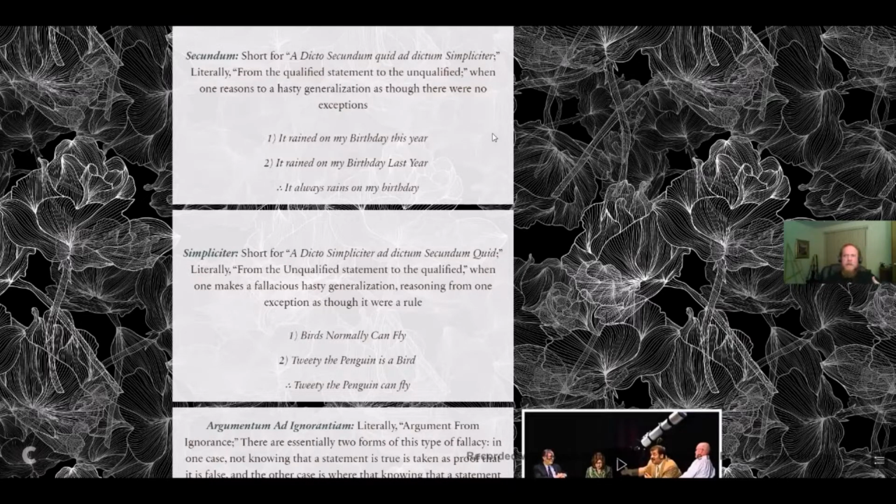Simpliciter, this one's rarer, but occasionally happens. I just want to bring it up. It's kind of the inverse of that. So simpliciter is short for dicto simpliciter ad dictum secundum quid. What happens here is that one takes a general rule of which there's an exception and then tries to stuff the exception into the rule.